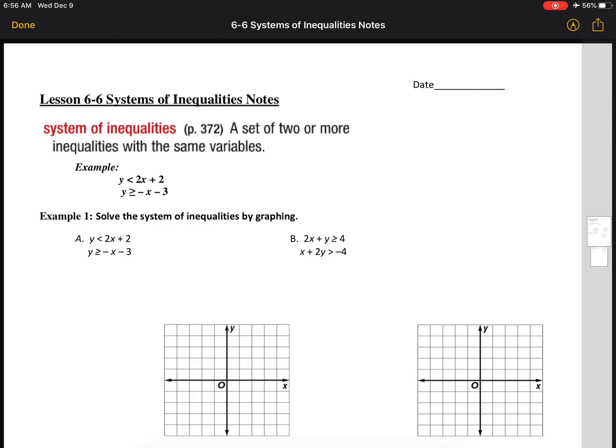Okay guys, this is our last section of chapter 6. Our goal here is to be able to graph two linear inequalities on the same graph and shade their solution area.